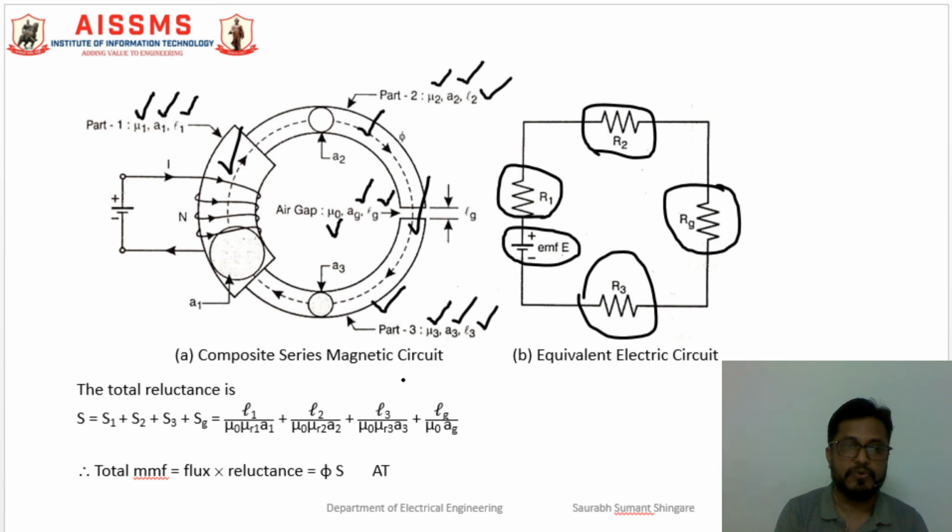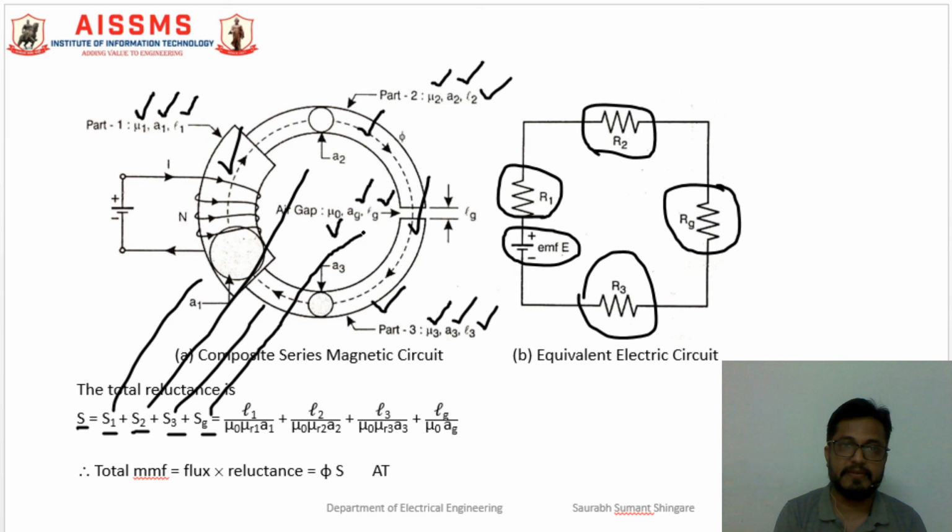Now if this is so, then we can easily find out total reluctance of this composite series magnetic circuit. So total reluctance S is the addition of reluctances of different parts present in this composite series magnetic circuit. So S is equal to S1 plus S2 plus S3 plus Sg. S1 is nothing but reluctance of part 1, S2 is nothing but reluctance of part 2, S3 is nothing but reluctance of part 3, and Sg is nothing but reluctance of air gap.